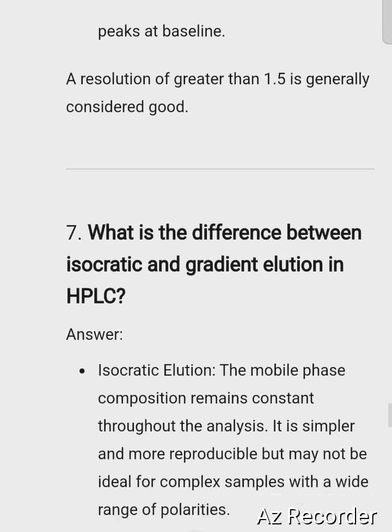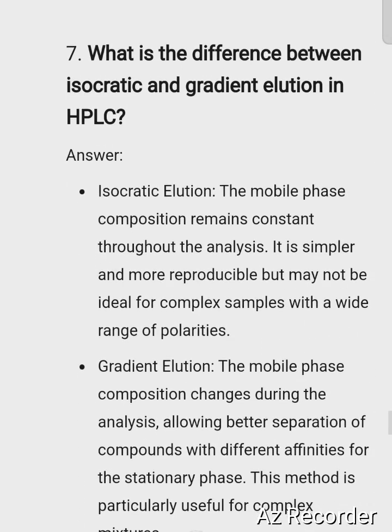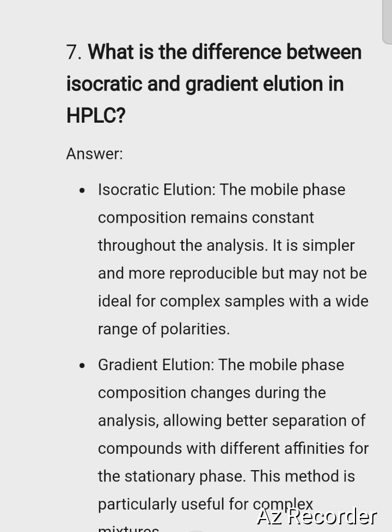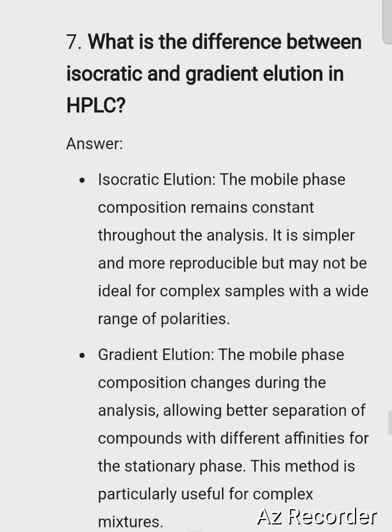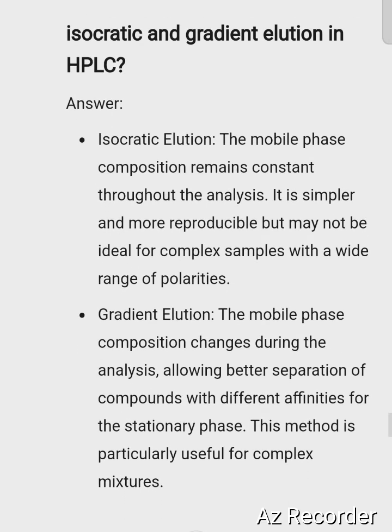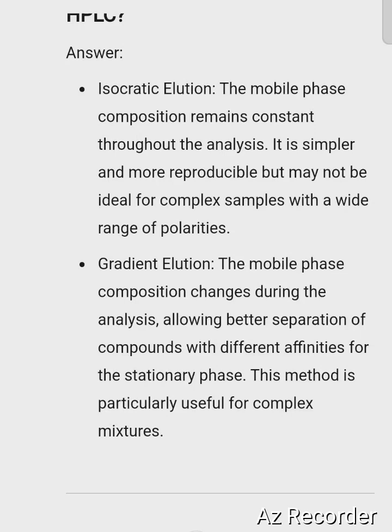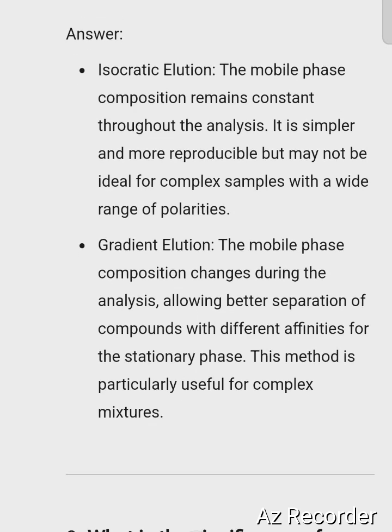The next question: what is the difference between isocratic and gradient elution in HPLC? In isocratic elution, the mobile phase composition remains constant throughout the analysis. It is simpler and more reproducible but may not be ideal for complex samples with a wide range of polarities. So isocratic is not best for samples which contain a mixture of polar and non-polar compounds, while gradient is mainly used for the separation of such types of compounds.